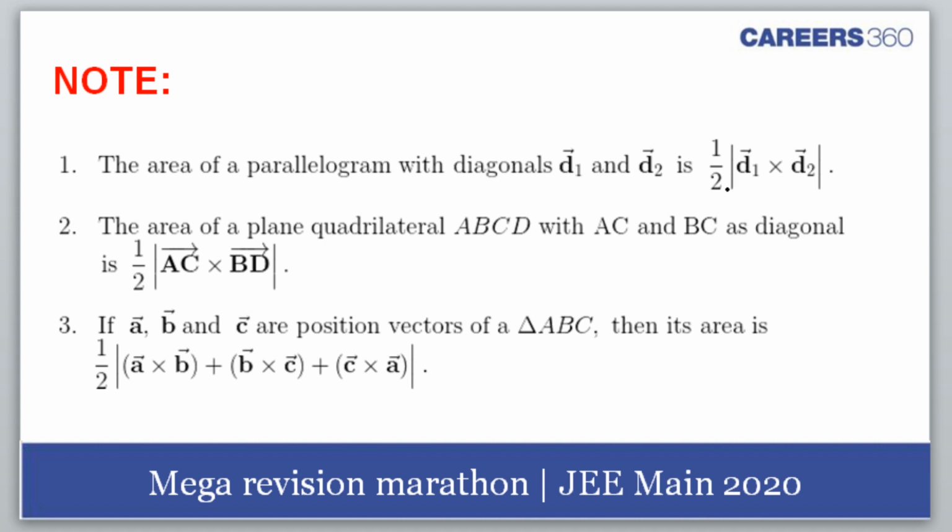So here we have half d1 cross d2. That's the area of a parallelogram, the area of a plane quadrilateral. So if AC and BC are the diagonals, we can make use of this formula as well here.